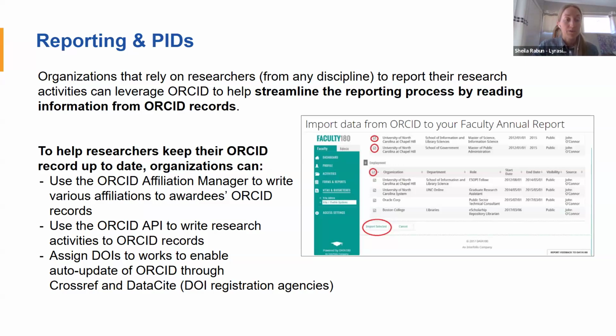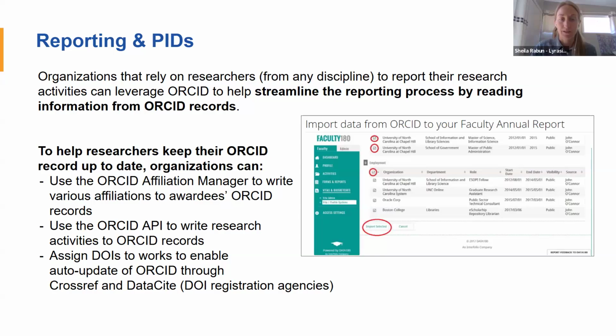And then, of course, being able to import data from your ORCID record depends on having data in your ORCID record to begin with. So that's where this bulleted list on the left comes into play: things that organizations can do in general to help researchers make sure their ORCID records are populated, so that those researchers can in turn use their ORCID record for reporting purposes.